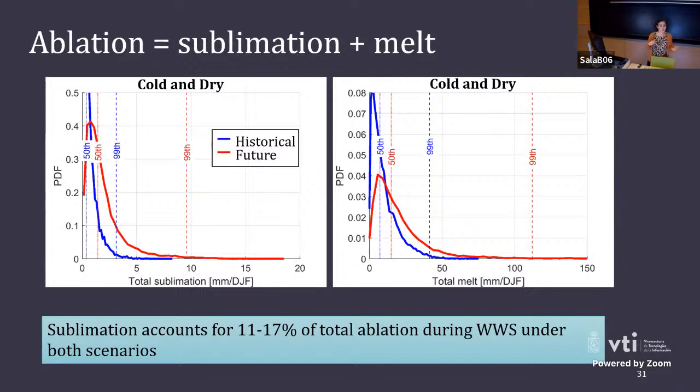Here I'm showing the total sublimation and total melt, in millimeters of snow, in both scenarios again. And both are increasing. It's important to notice as well that sublimation is around 11% of total ablation. So it might be significant or not, depending on the study or what you're looking for. But it's around that number. And that percentage, around 11 to 17%, keeps the same numbers in the future scenario. So there's no change in that distribution between sublimation and melt.